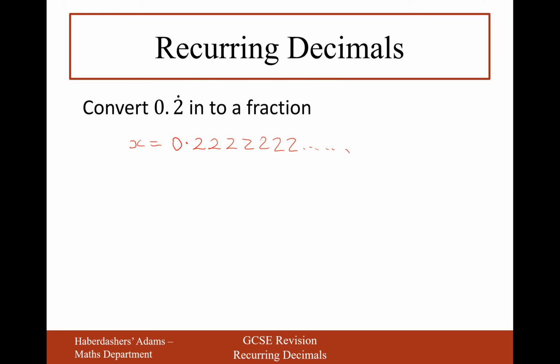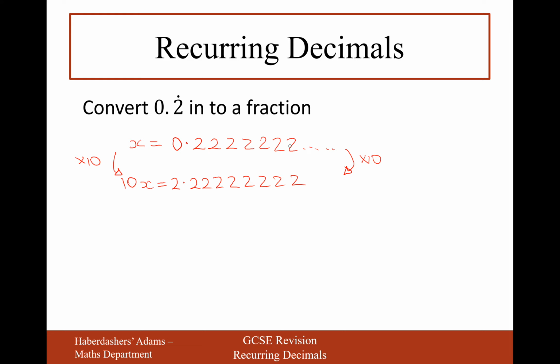Now what I'm going to do to both sides of this equation is multiply everything by 10. You're probably thinking, why would you do that? Let me show you. On the left-hand side, it's going to become 10x. On the right-hand side, when we multiply everything by 10, the decimals all shuffle up one. Whenever you times anything by 10, all the digits in the number shuffle up by 1. So I've now got 2.2222222.